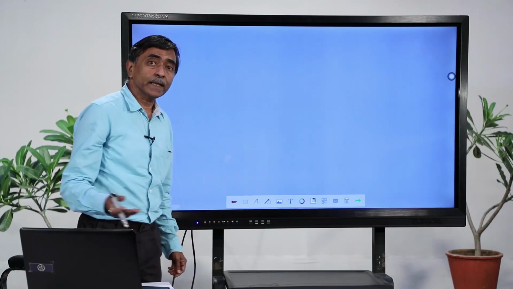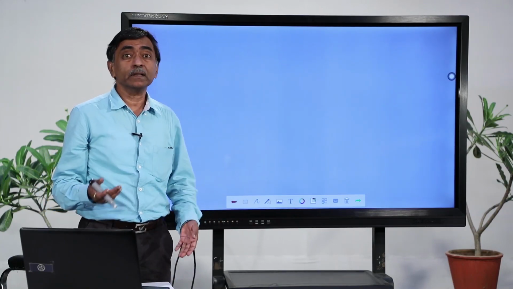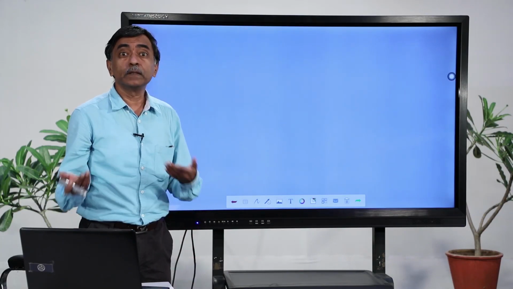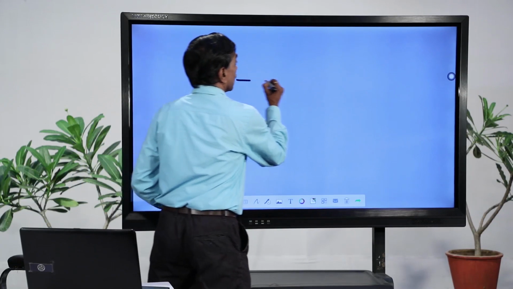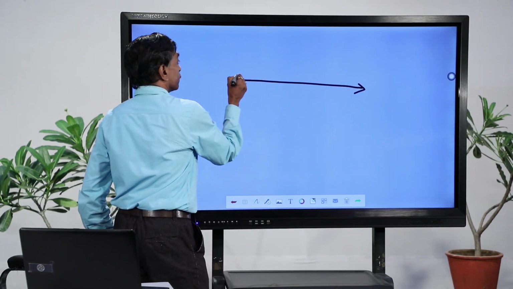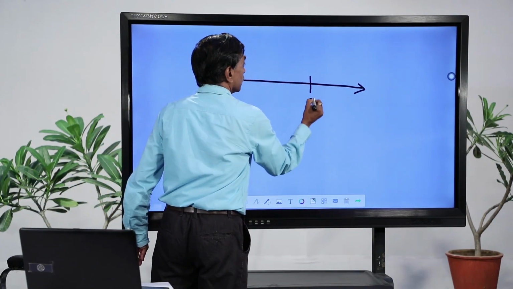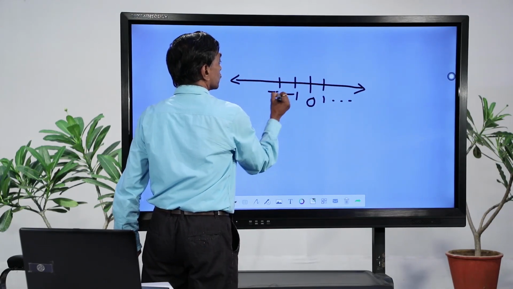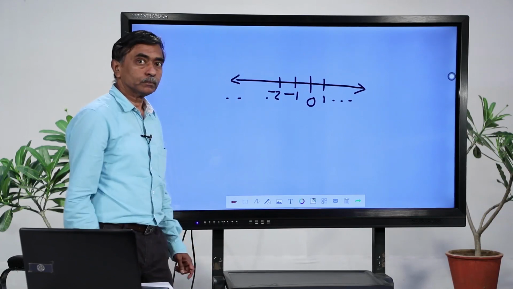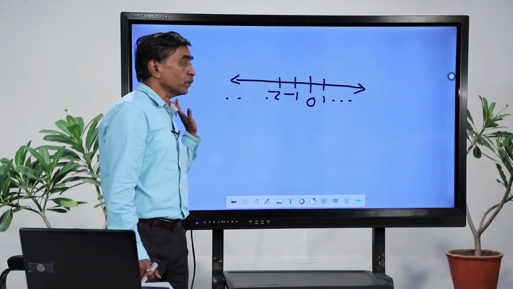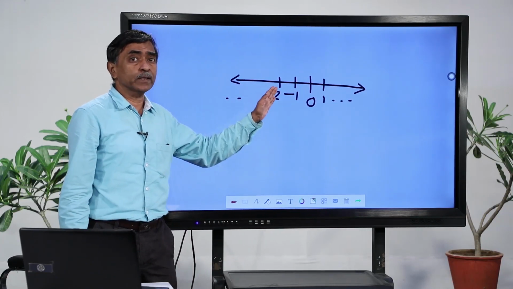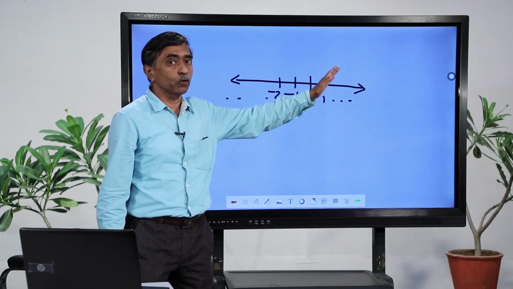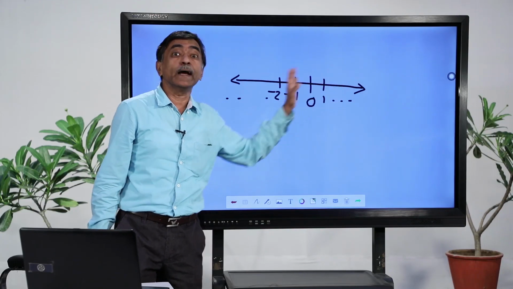So, can you say that there is any least negative integer? Think about it. Can you say that there is any greatest positive integer? Think about it. Let me plot it on the number line first to see which is the greatest negative integer. This is 0, this is 1 and so on, this is minus 1, minus 2 and so on. Suppose I start with minus 10, it is minus 10, minus 9, minus 8, minus 7, minus 6, minus 4, minus 3, minus 2, minus 1 and then 0.